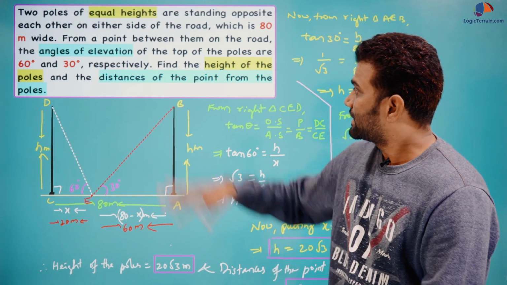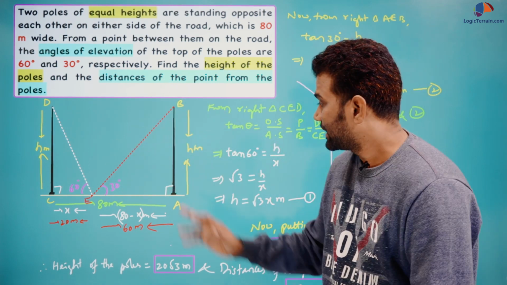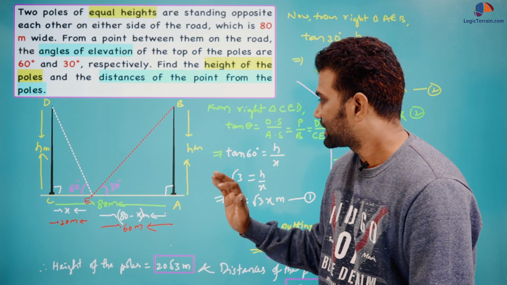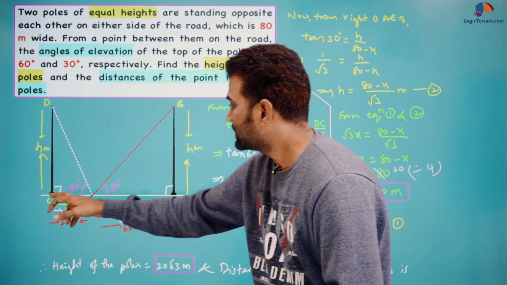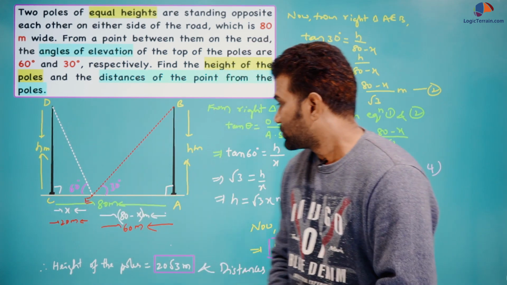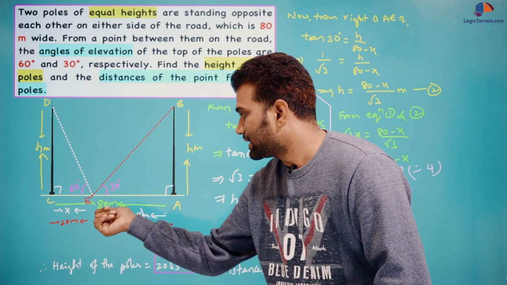So these two we need to find, right? So for that, this is the rough diagram. Again we have here two right angle triangles, one is AEB, another one is CED. So we know this total length, that is 80.